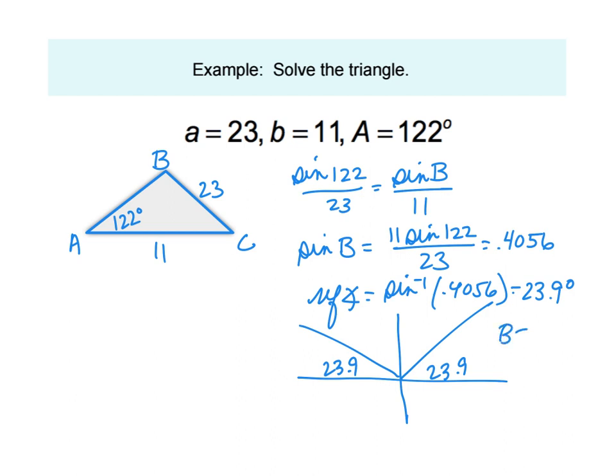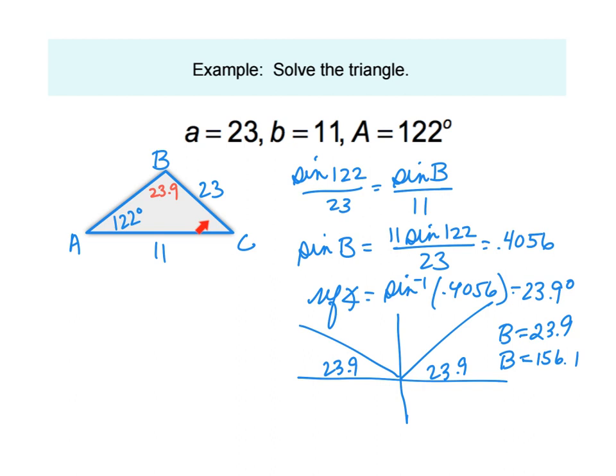So B is either equal to 23.9 or B is equal to 180 minus 23.9, which is 156.1. However, when I look at it inside my triangle, there is no way that angle B could be 156.1 because these two angles would then sum to something over 180. Okay, so I'm going to have one solution here.